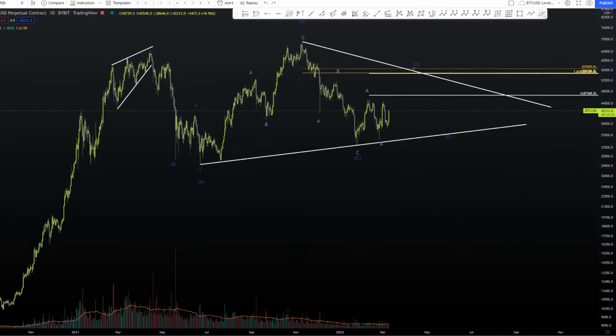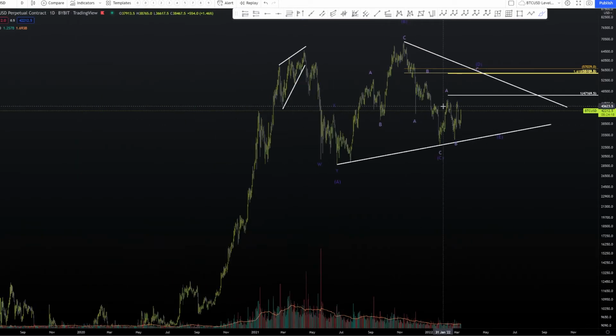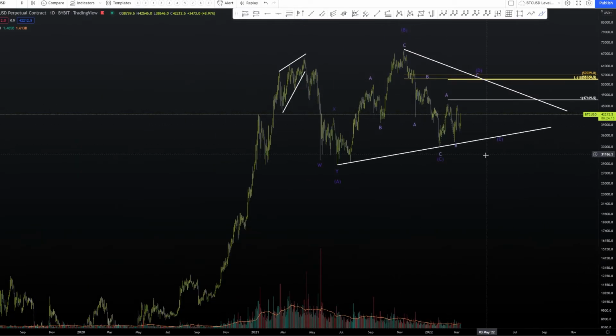Now, my preferred way to count it would just be saying it's the wave A, B, and we're probably still in the wave D, but like I mentioned yesterday, it is possible that we put in the wave D here, and we may be in the wave E. That's something we need to consider. But overall, these are really the two counts that I'm considering the most.